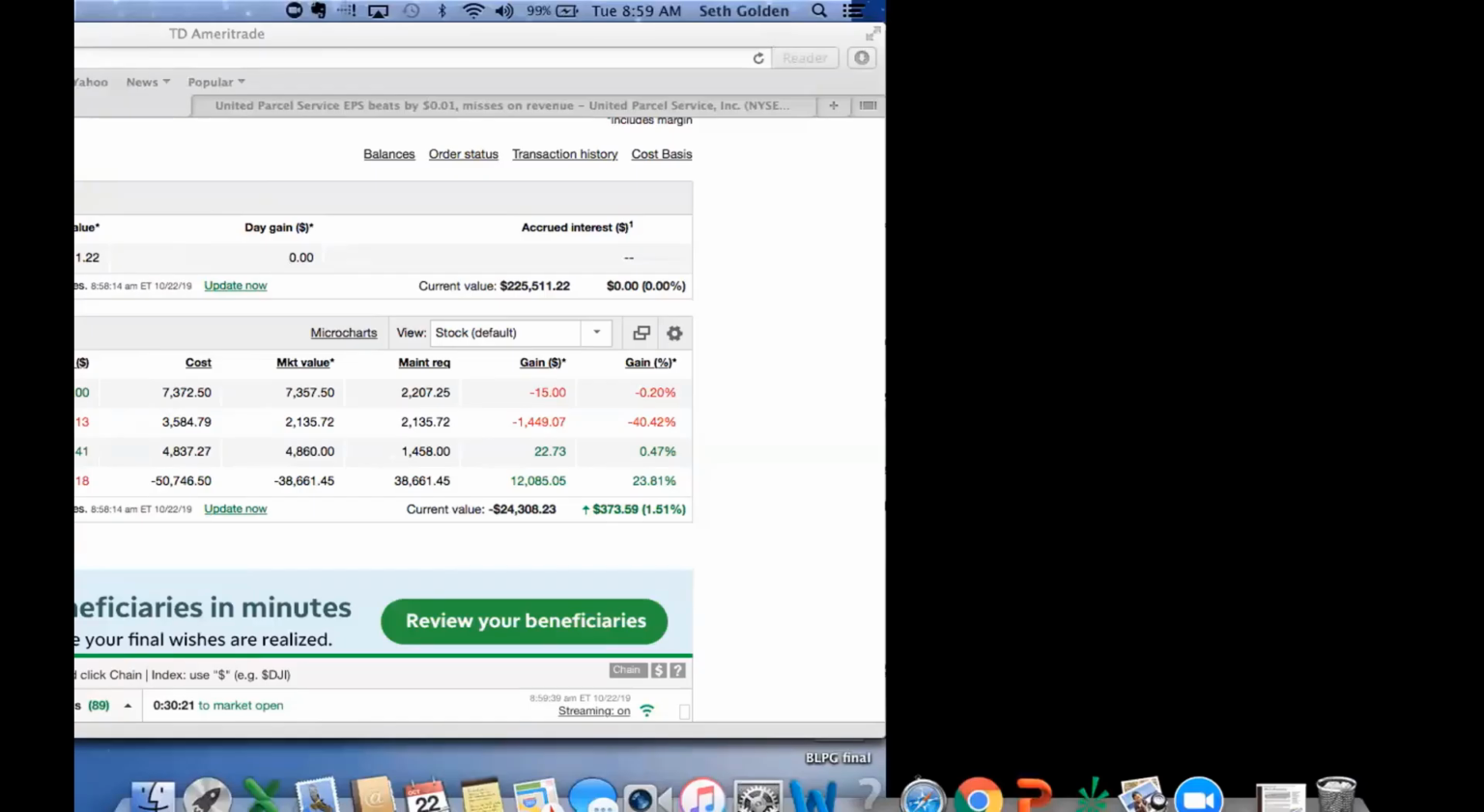And you can share your chart by just hovering your mouse over the menu, and you'll see a green box that says share. And there you go.